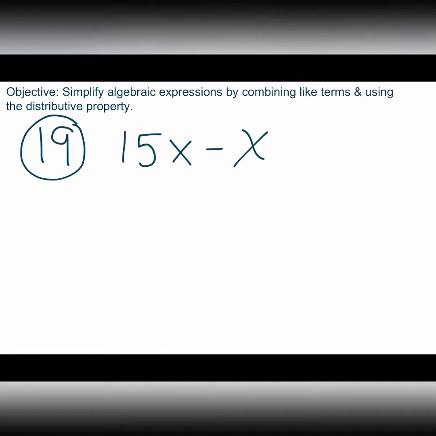Okay, number 19. We have 15x minus x. We can do this because they both have the same variable term. So 15x, and I take away, this is actually 1x, right? So 15 minus 1 is 14x, and that is your final answer.